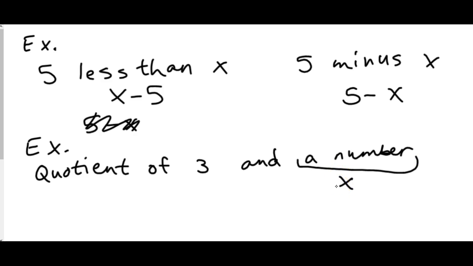Now we could use another variable. Let's say for this one we want to use the variable n for number. So quotient means divide, so we'd have 3 divided by n. Let's do one last example.